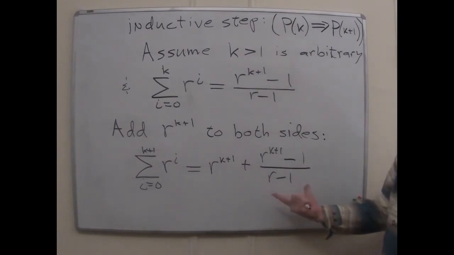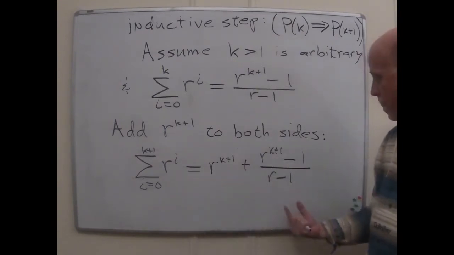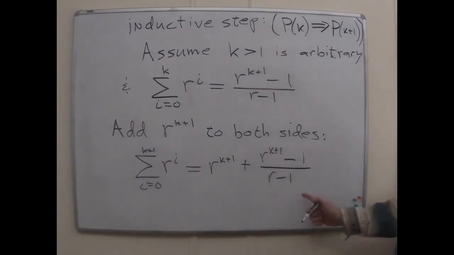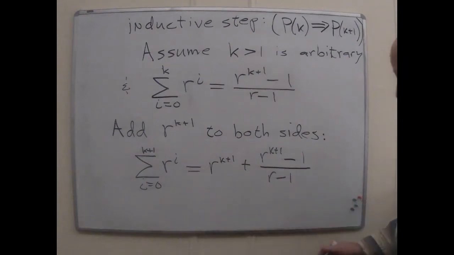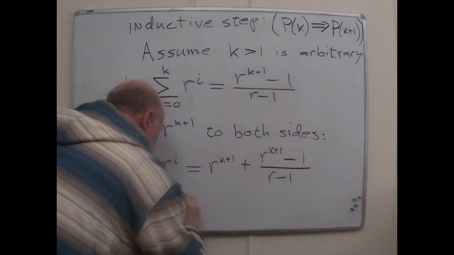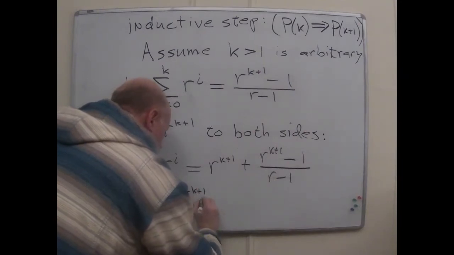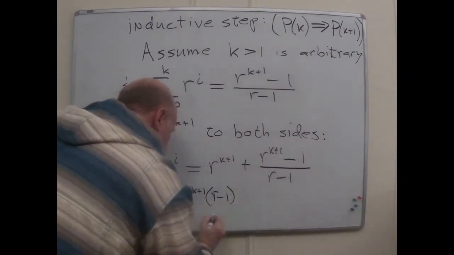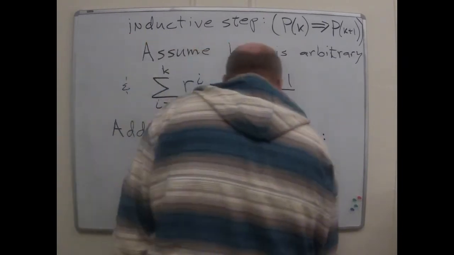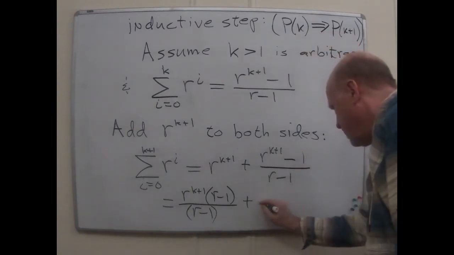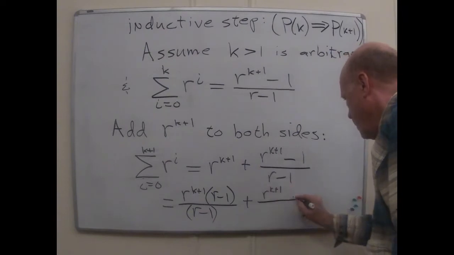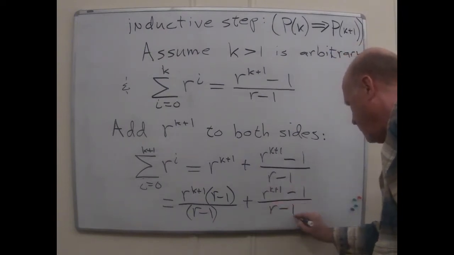Well, I think the only thing you could do with two things like this is get a common denominator and see if you can add them together. R minus 1 will be that common denominator, so that's equal to r to the k plus 1 times r minus 1 over r minus 1, plus the formula that was already there on the other side, r to the k plus 1 minus 1 over r minus 1.